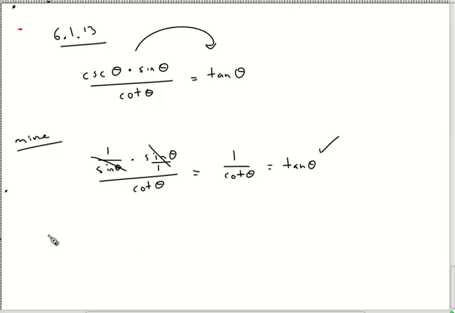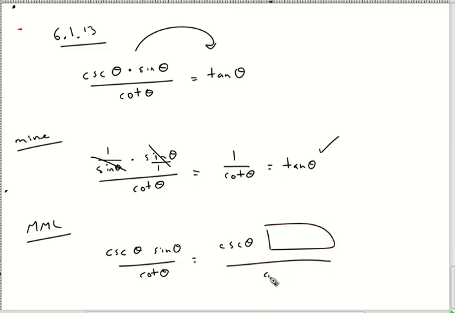On my notes, I did something else. I just did it here the way I wanted to. My notes have something else. Let's see what my math lab has. Okay? So I'm turning my page, and I wrote down the my math lab steps. So this is my math lab now. And let's see if I can maybe make this thing happen. So they start with cosecant theta, sine theta, all over cotangent theta. And they say it's equal to cosecant theta, and then a box, and then a cotangent theta. And then again, another box.